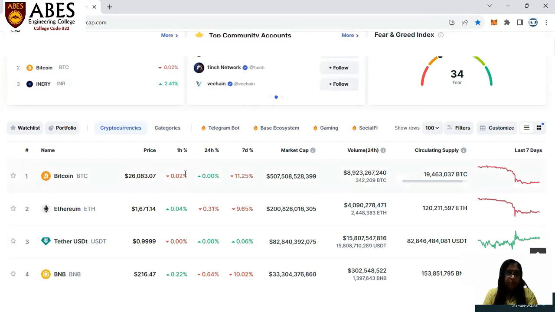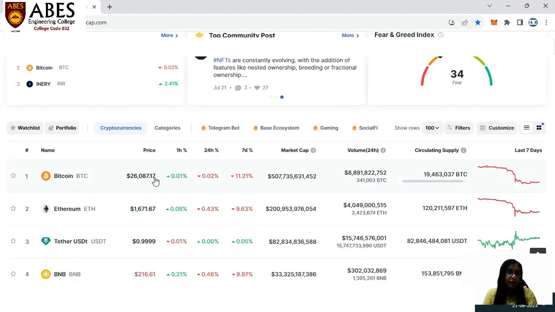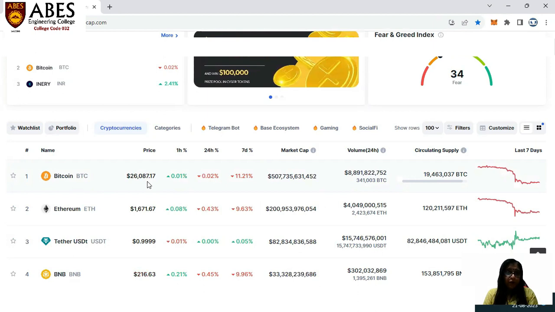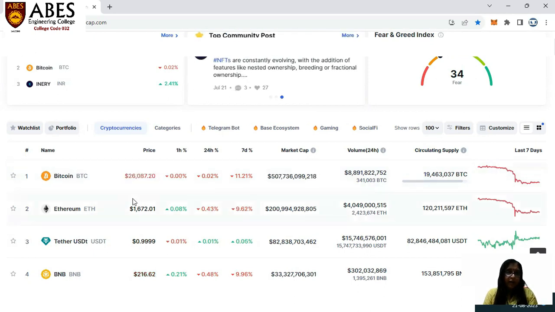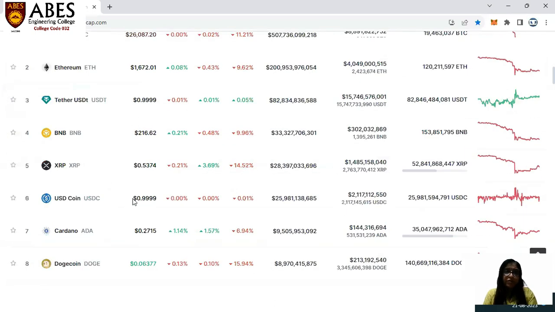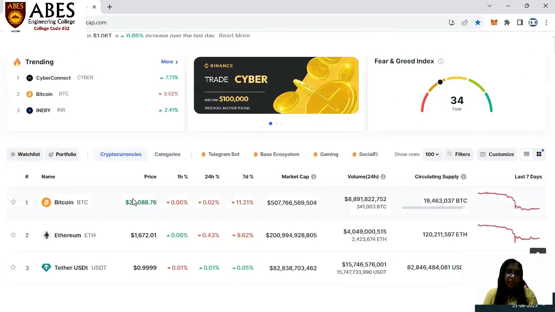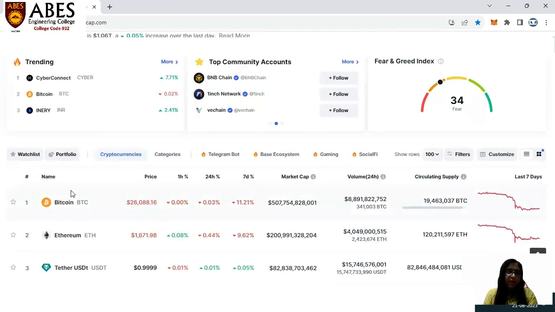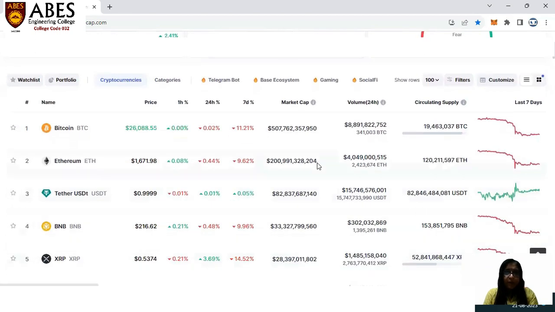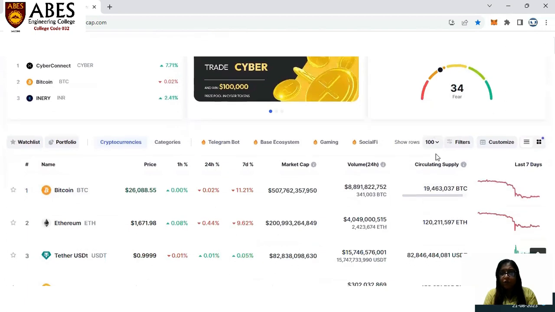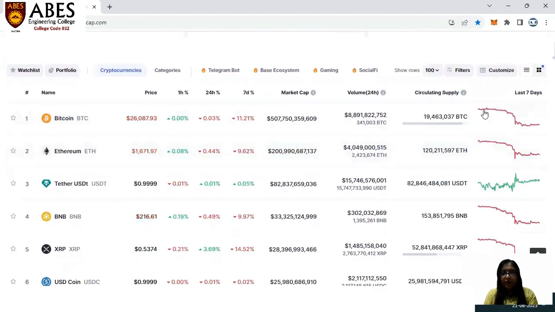So this is the price of Bitcoin, $26.20. Like Bitcoin, there are a number of cryptocurrencies in the market. You can find that there are more than thousands of digital cryptocurrencies. BTC, Ethereum, Tether, BNB, and these are the graphs that show the rate of increasing and decreasing. This is the last 7 days graph of Bitcoin.